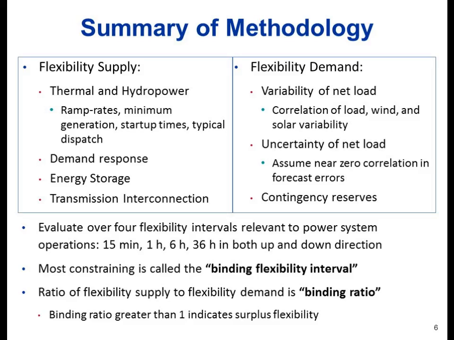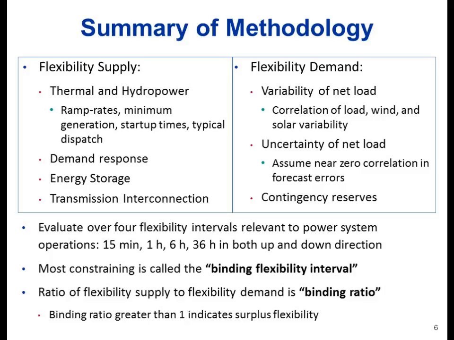So next I'll provide an overview of the flexibility inventory methodology before presenting results from a case study that we did with a number of actual IRPs that are in this database. In our methodology, flexibility supply comes from 4 different types of resources. It can come from conventional thermal and hydro resources, demand response, energy storage, and transmission interconnection.